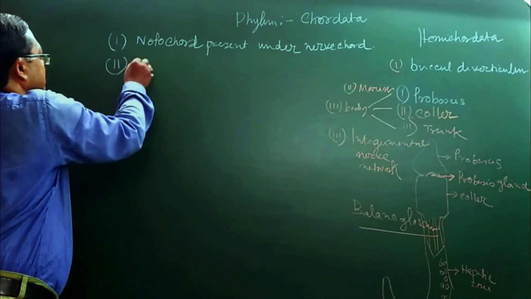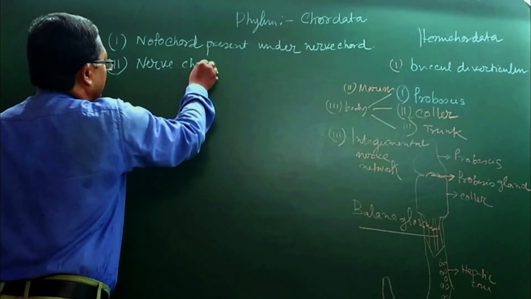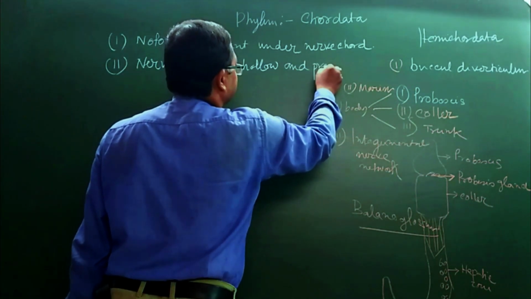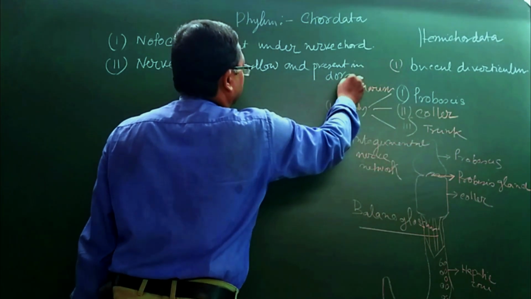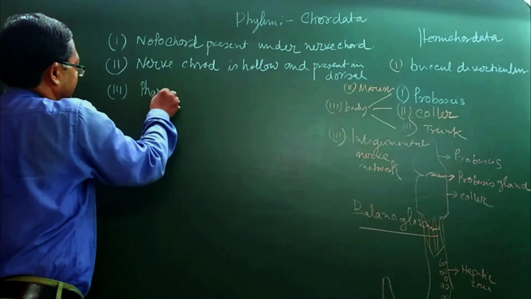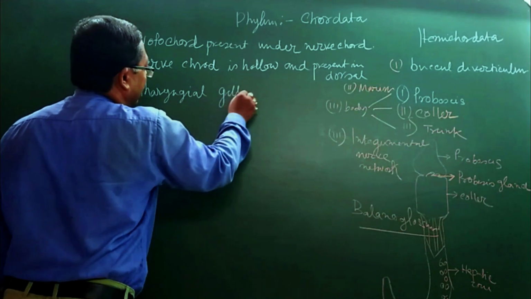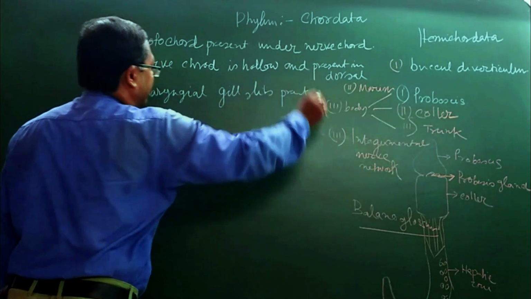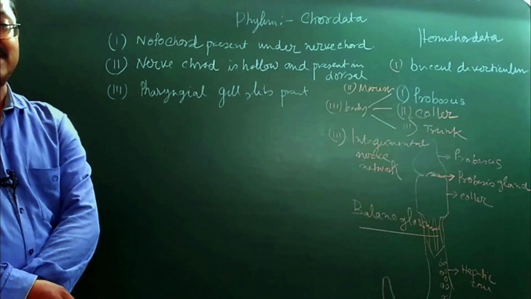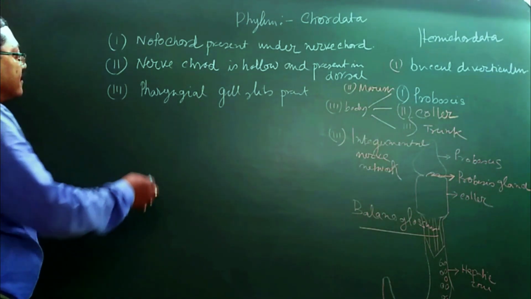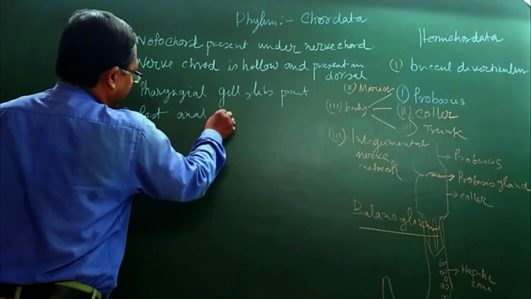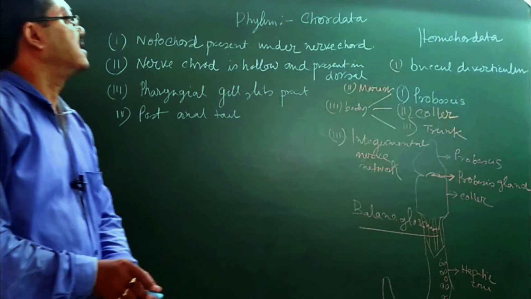Then the nerve cord is hollow and present on the dorsal side. Dorsally present. Third, they have pharyngeal gill slits. Pharyngeal gill slits are present. The number of pharyngeal gill slits varies from one to many on the basis of their different superclass or division and subphylum. They have a post-anal tail.